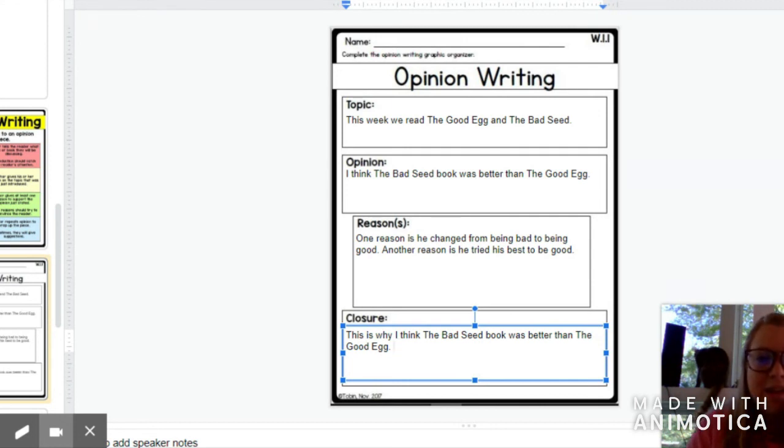So now, if we were in school, we would take our graphic organizer and then we would put it on one whole piece of paper, so then it's one whole paragraph. For today, I just want you to practice writing it out on the graphic organizer, or you can use the Google Forms if that's easier for you. So I look forward to seeing what your opinions are on the Good Egg and the Bad Seed.